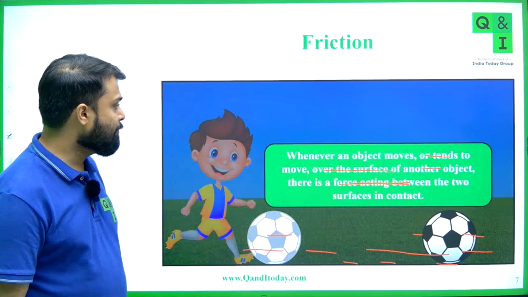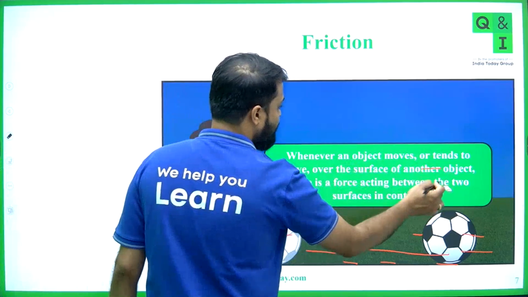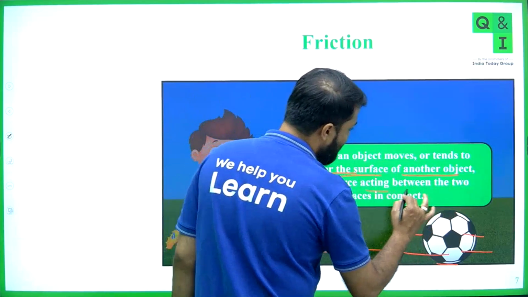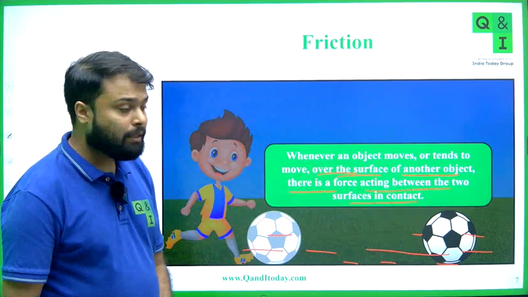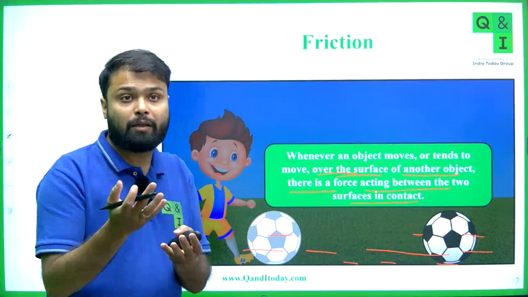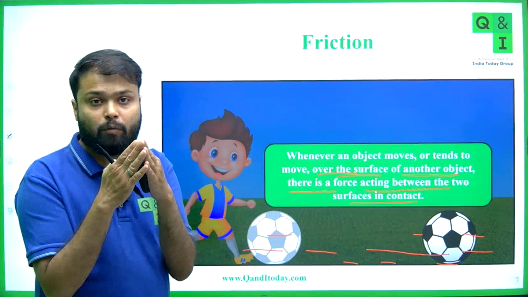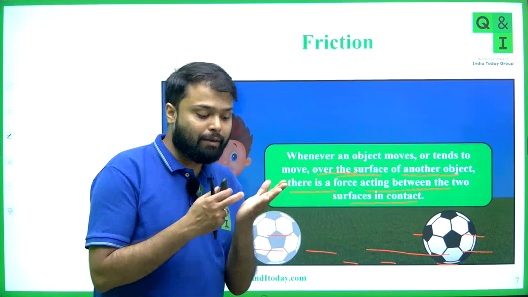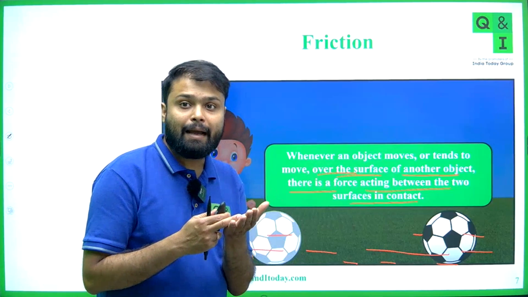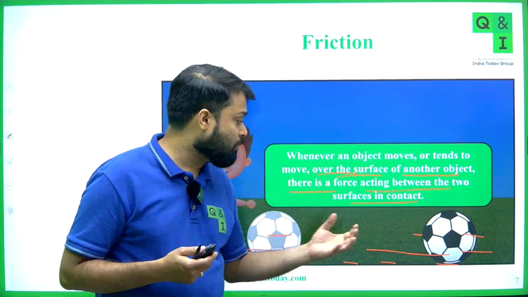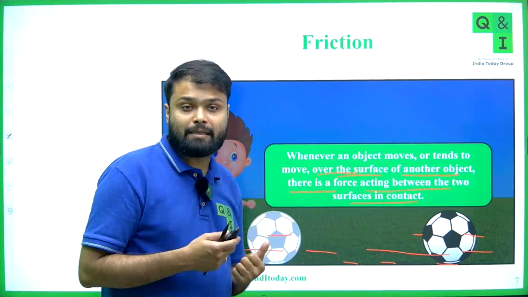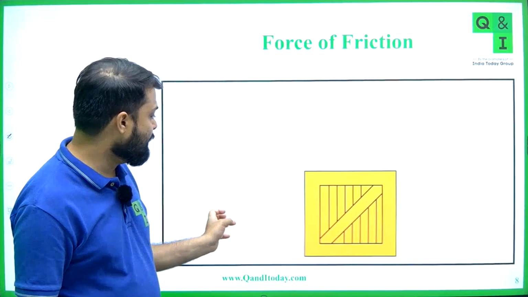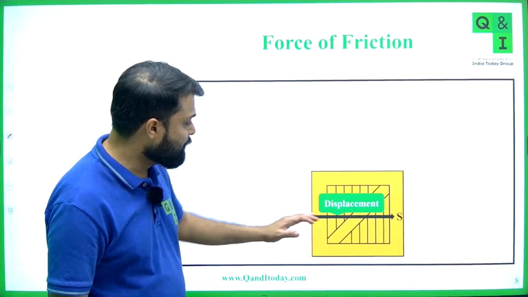Whenever an object moves or tends to move over the surface of another object, there is a force acting between the two surfaces in contact. Whenever one body is trying to move on another body, there is contact between the two surfaces. When one body is sliding on another, after some time the body in motion will come to rest by itself, when you stop giving force or energy. Here you can see you apply a force on this box, so there is a displacement towards the right side.